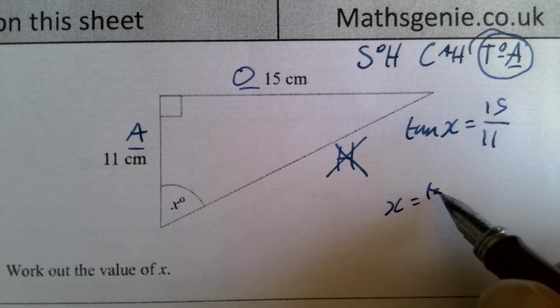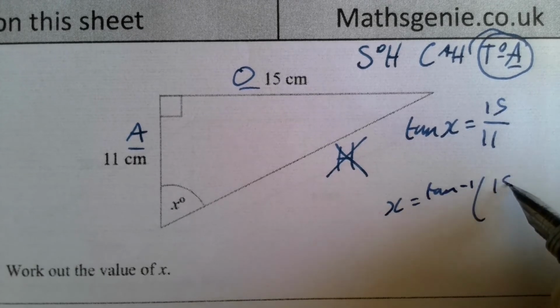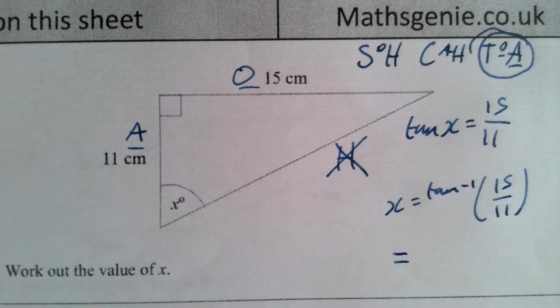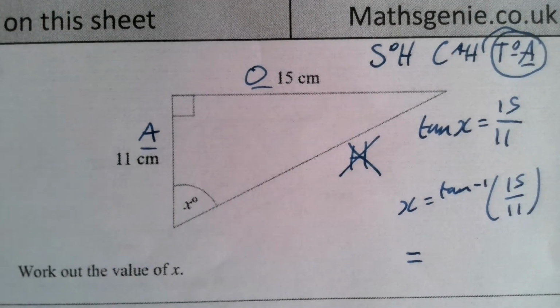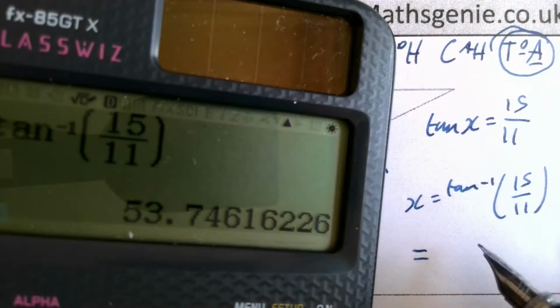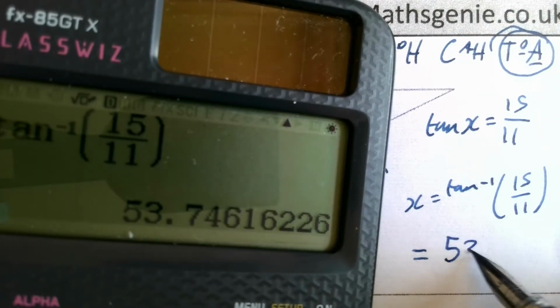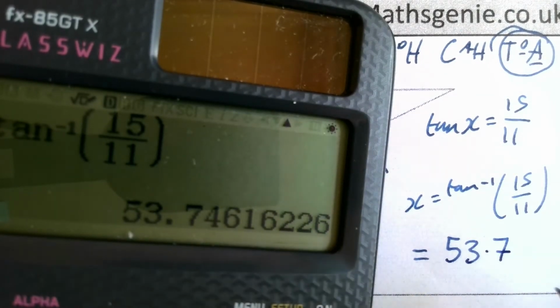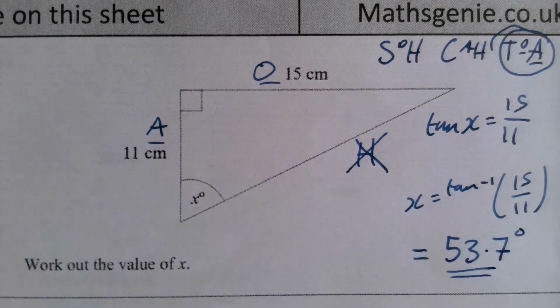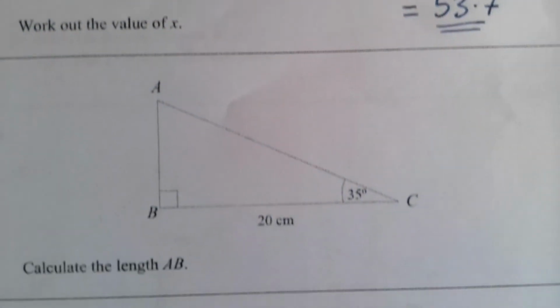So x is going to be tan -1, 15 over 11. Put that into your calculator and you should get 53.74, and I am just going to round that from there. 53.7, that rounds to, doesn't it? And that is degrees because it's an angle again. Great, now on to question 5.